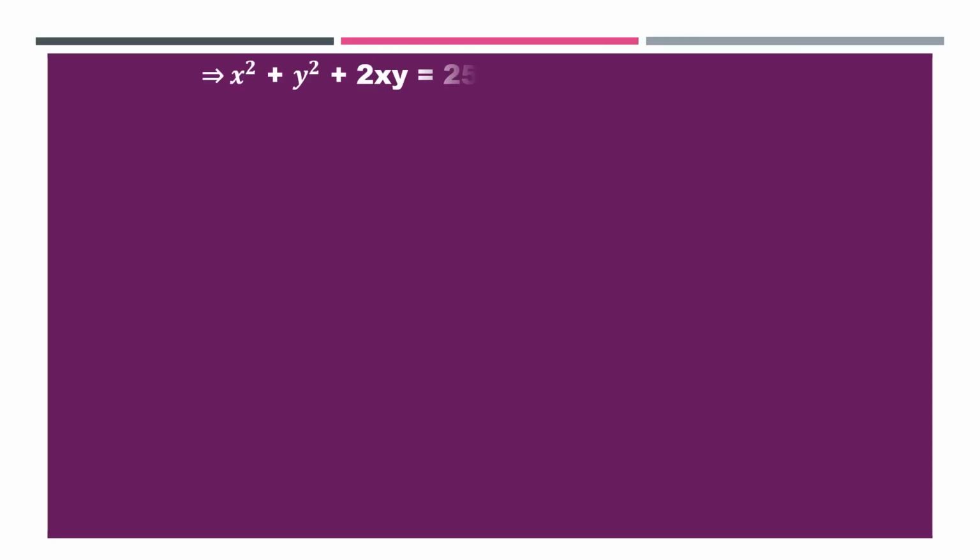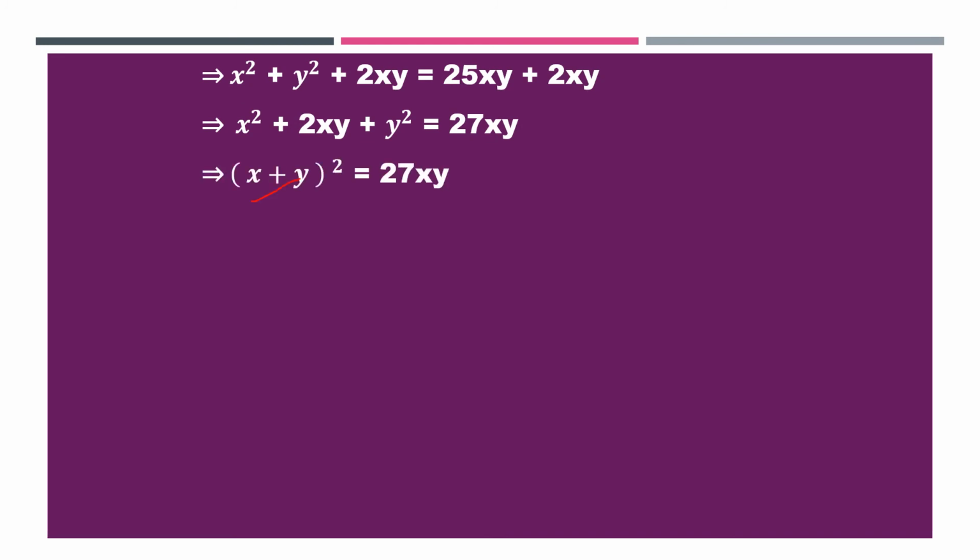So here I took the same step, plus 2xy, here plus 2xy. Okay, now it can be written as x plus y whole square, right? So x plus y whole square equal to 25 plus 2 is 27xy. Okay, now we got till here, this is finished.